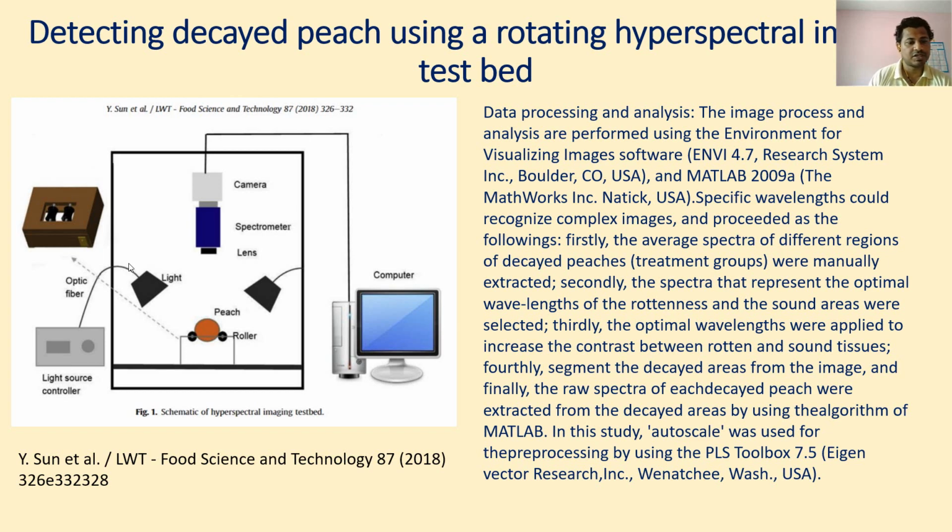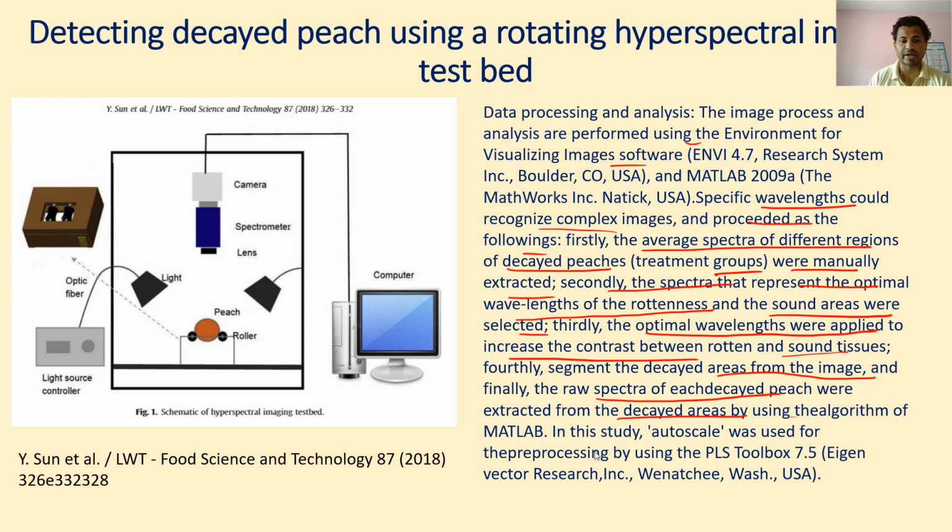So they detected decay of a peach using a rotating hyperspectral imaging test bed. For data processing and analysis, the image processing is performed using environment visualizing software. The specific wavelengths could recognize complex images and proceeded as follows. Firstly, the average spectra of different regions of decayed peach treatment groups were manually extracted. Secondly, the spectra that represent the optimum wavelengths of the rotten and sound areas were selected. Thirdly, the optimal wavelengths were applied to increase the contrast between the rotten and sound tissues. Fourthly, the decayed areas of the image were segmented. Finally, the features of each decayed peach were extracted from the decayed areas using an algorithm in MATLAB. In this study, autoscale was used as the pre-processing, using PLS Toolbox 7.5 from Eigenvector Research, Wash, USA.